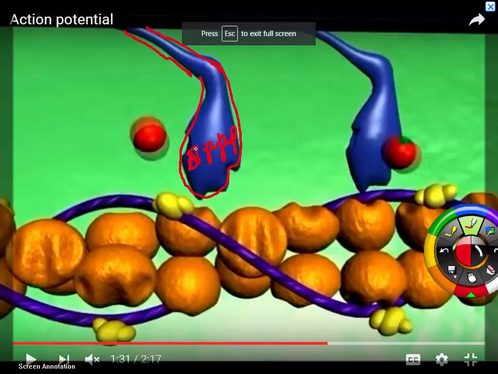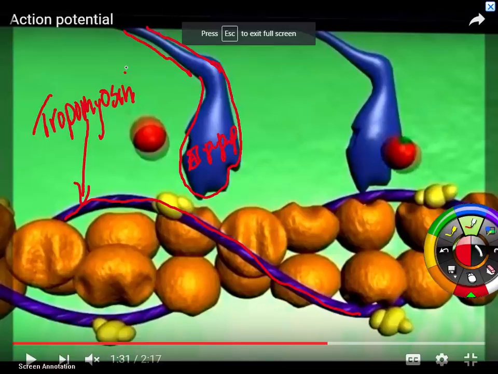Now, in a relaxed muscle, there's this blue licorice whip, and that blue licorice whip is called tropomyosin. And tropomyosin covers the active site. There's a natural attraction between the myosin head and the active site. If tropomyosin is covering that active site, the myosin head cannot bind to the actin molecule.